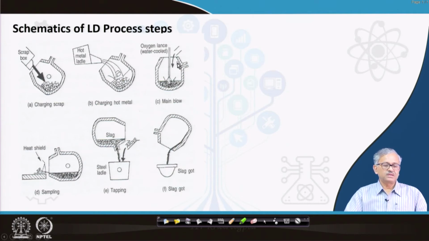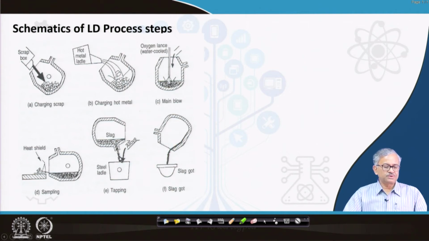Okay. And after that, this is the lancing period, that is the main blow, and there the emulsion forms, and the main slag metal reaction takes place at a rapid rate within a very short time, maybe 20 minutes, and the refining is over. This is because of emulsion formation. Then you take out a sample, a liquid sample, and you can see the composition. Then this is the tapping process, when you tap the liquid steel from the LD to the ladle.